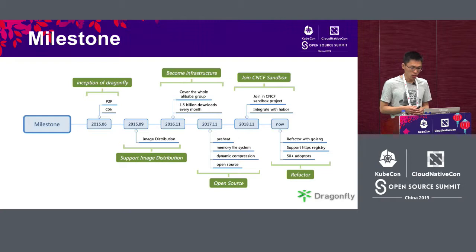The version was already released, and we also support HTTPS image registry distribution. In the past, we could only support HTTP, and now we have over 50 adopters. So these are important milestones of Dragonfly.